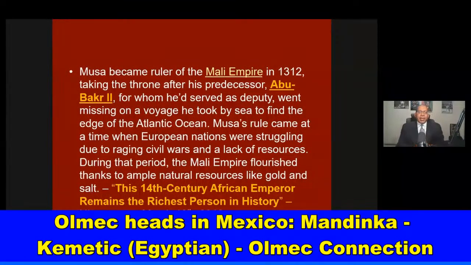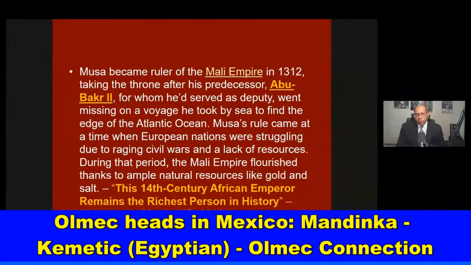Mansa Musa became ruler of the Mali Empire in 1312 Common Era, or AD, taking the throne after his predecessor, Abu Bakr II, for whom he'd served as deputy, went missing on a voyage he took by sea to find the edge of the Atlantic Ocean. Mansa Musa's rule came at a time.